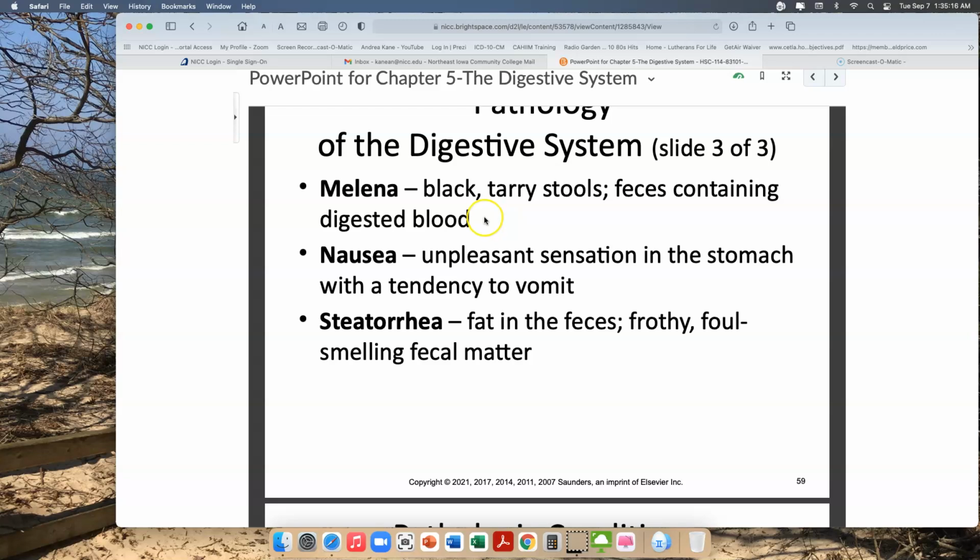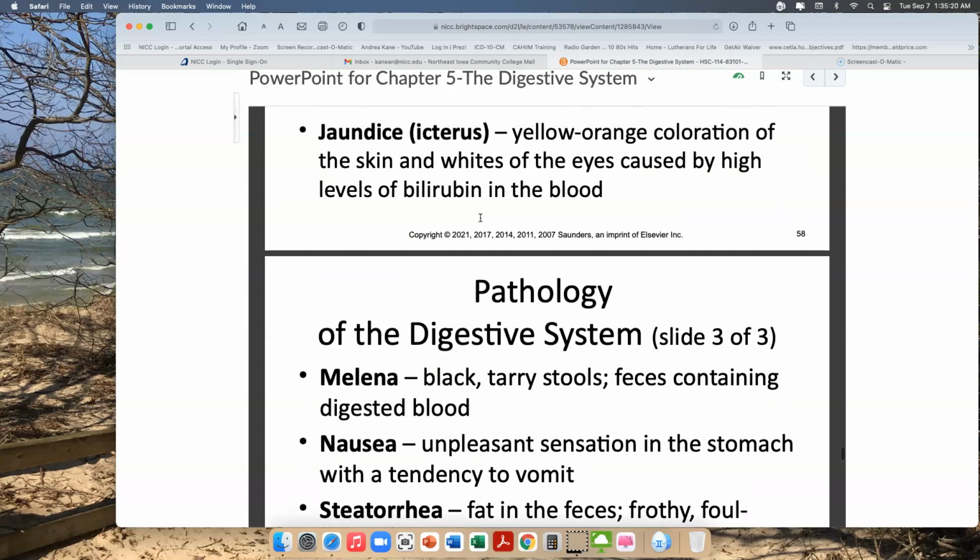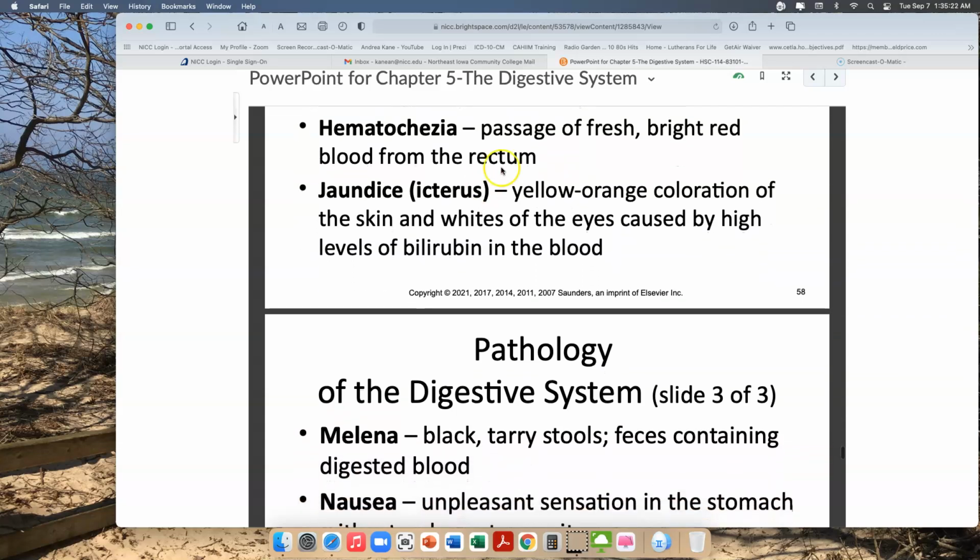Melena is black tarry stools, feces containing digested blood. So going back up here, when you have hematochezia, there's a good chance that someone might have bleeding hemorrhoids because the fresh bright red blood is coming from the rectum. So they may have a cancerous tumor, or they may have bleeding hemorrhoids, something like that. Hematochezia means it's fresh, it's happening toward the end of the digestive tract.